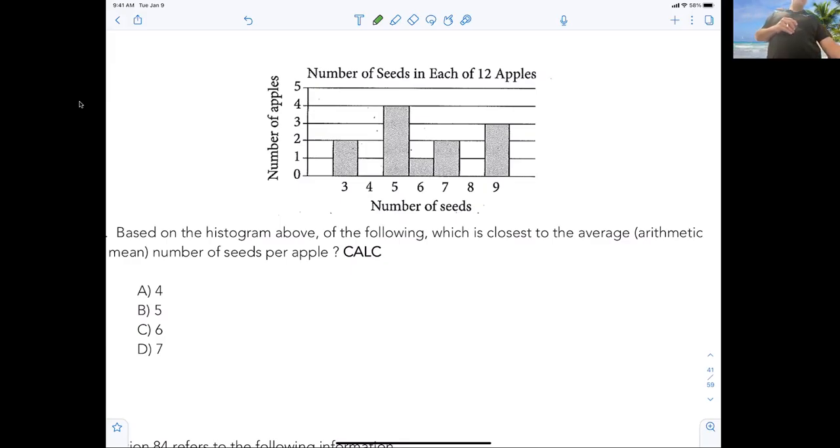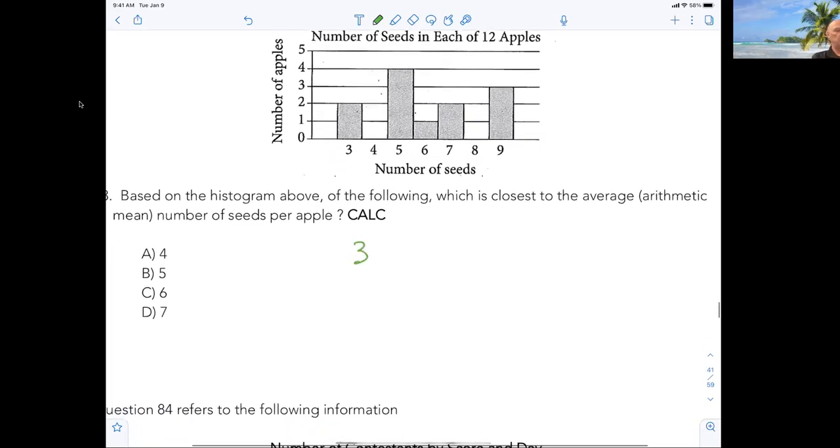All right. So again, I want everyone to look up on the board here for me. Does everybody agree there are two apples with three seeds? Right. Then there's four apples with five seeds, so I needed to make 5, 5, 5, 5. Does everybody agree with that? And then there is one apple with 6, 2 with 7, and 3 with 9. Does everybody agree with this?